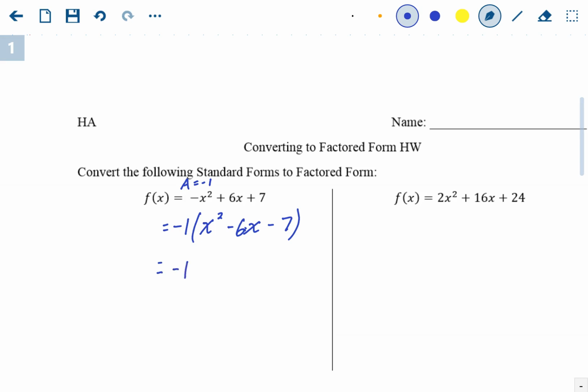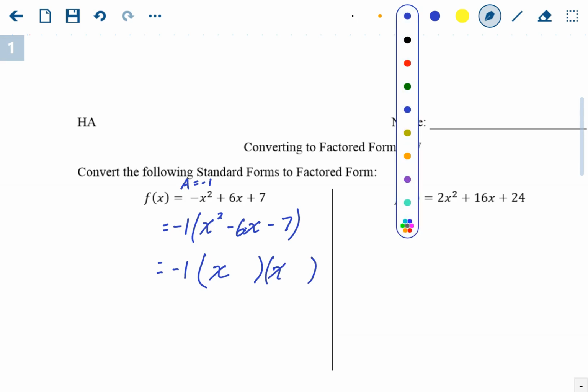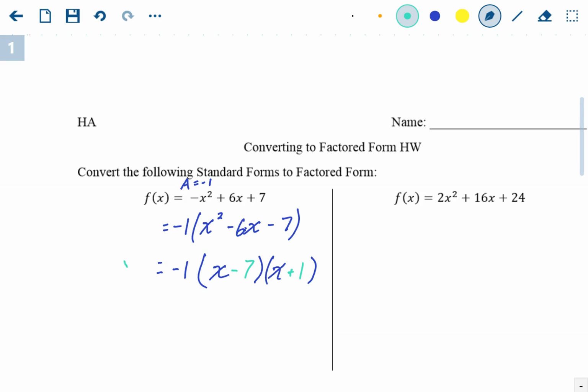So what is going to multiply to -7 and add to -6? Well, 7's prime. The only thing that multiplies to it is 7 and 1. And since it's -7 and -6, one's going to be positive, one's going to be negative. The bigger one's going to be negative. So it's going to be -7 and +1. And that's factored form.